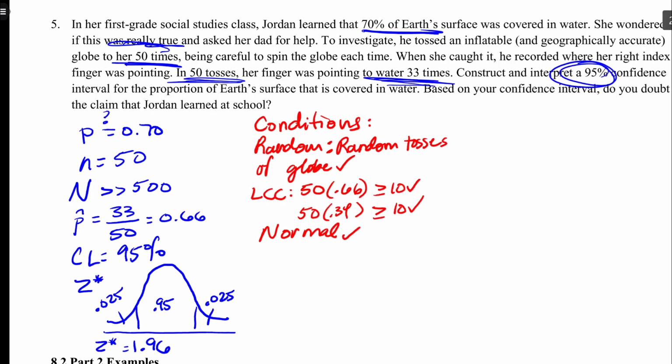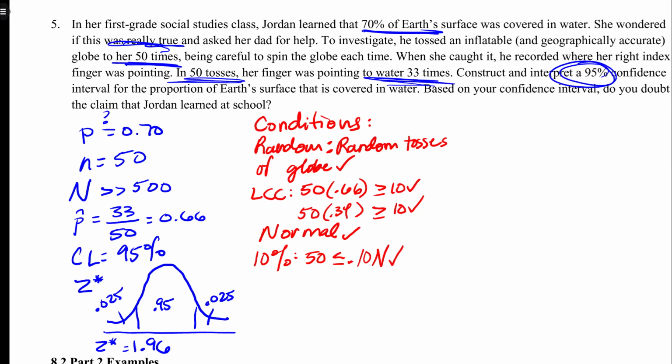Check. The last condition to check is the 10% condition. This should be pretty easy because we defined it in that way, saying that 50 is going to be less than 10% of my population, because we know we can throw this ball many, many more than 500 times. And that means that the 10% condition is going to be satisfied.